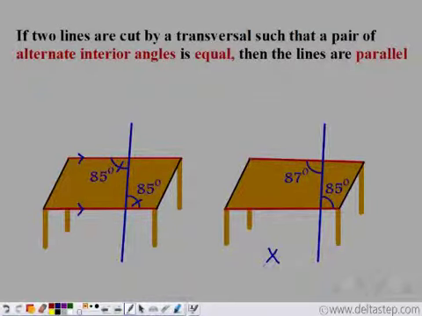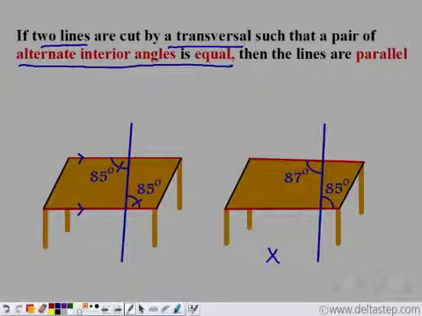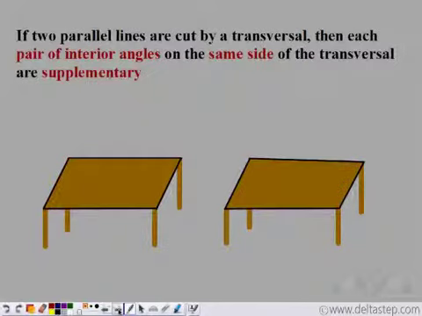And this is a condition for parallelism. If two lines are cut by a transversal such that each pair of alternate interior angles is equal, if this condition is satisfied, then we can say that the lines are parallel. So this is a condition for parallelism.